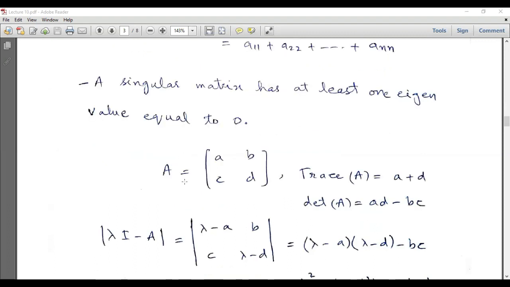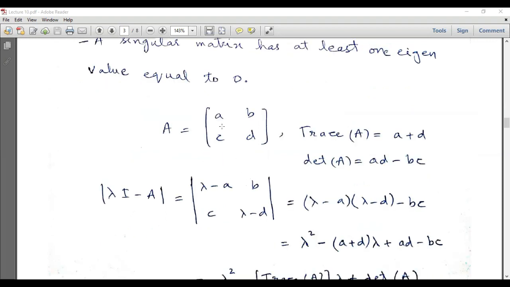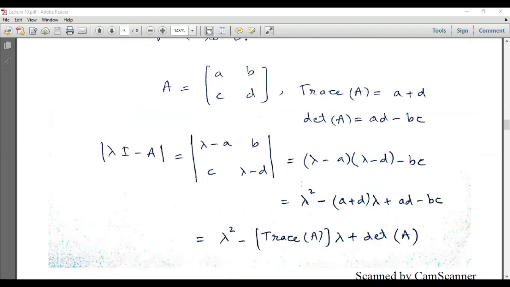And suppose we have such a matrix A equal to [A, B; C, D]. The trace of this matrix is equal to A plus D, and the determinant of this matrix is equal to AD minus BC. So let's evaluate the eigenvalues of this matrix. So the determinant of lambda I minus A should be equal to 0. And this is lambda I minus A. By evaluating its determinant, we will get this quadratic equation.